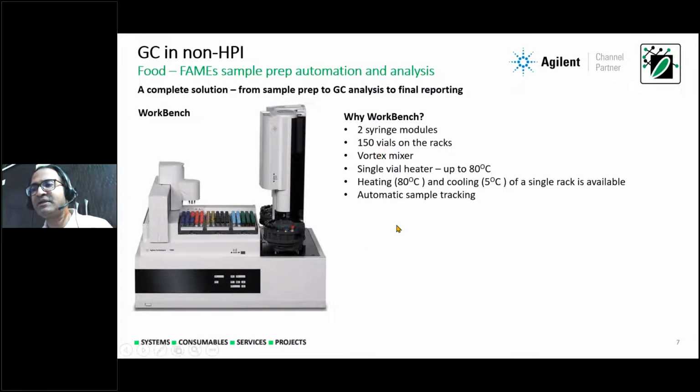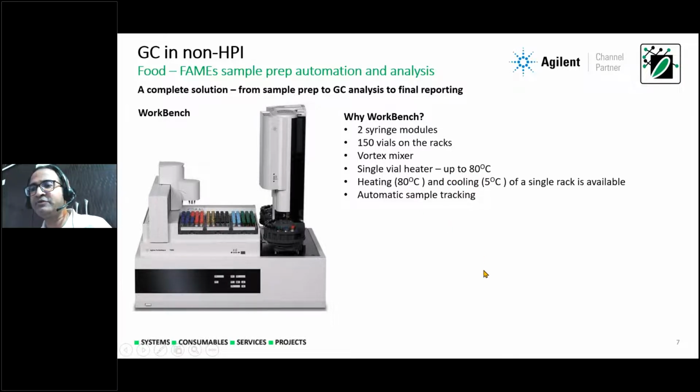Besides the 150 vials on the racks, what else do we have? The vortex mixer. The vortex mixer for the single vial is available on board here, and that does the mixing as we require. We can even tell at what speed it needs to rotate so that the vortexing speed also can be managed. The single vial heater is also available on board, and it sits at the back of your vials here. The single vial heater can go up to 80 degrees Celsius.